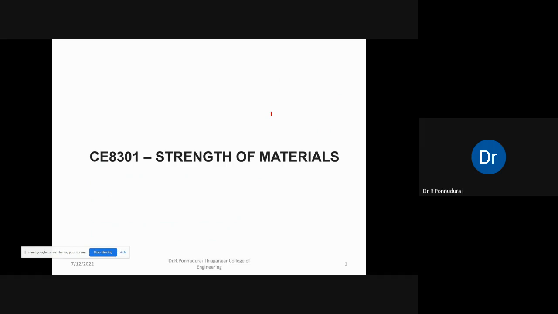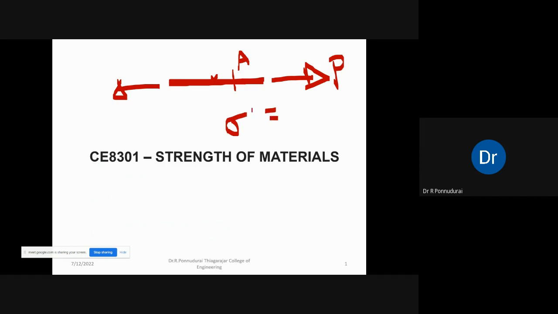Now, so far you might have studied a little bit regarding stresses and strain, elaborated in the previous class, yesterday. Suppose you take any bar and apply a tension load. At any given point in this bar, if P is the load and the cross-sectional area of the bar is A, then we know that sigma at any given point will be P by area. Yes or no? Yes, sir.